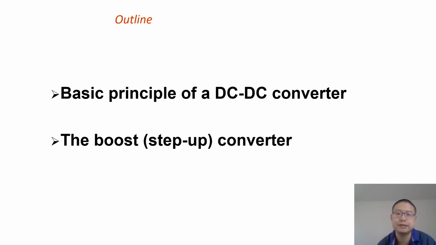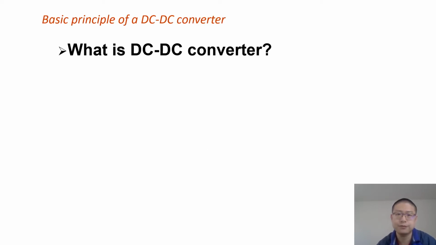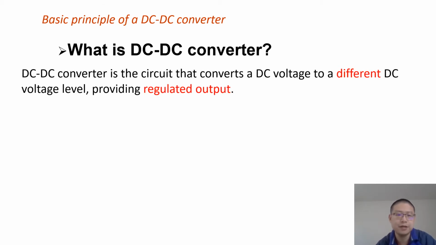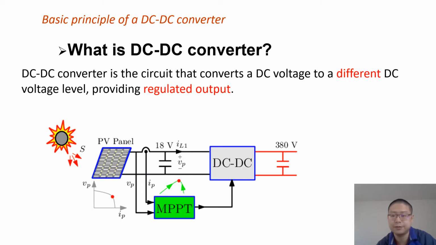Before introducing the boost converter, I would like to introduce the basic principle of DC-DC converter first. So the first question is, what is a DC-DC converter? This is a question for some students without a power electronics background. The DC-DC converter is a circuit that converts a DC voltage to a different DC voltage level, providing regulated output. An example is the solar panel.